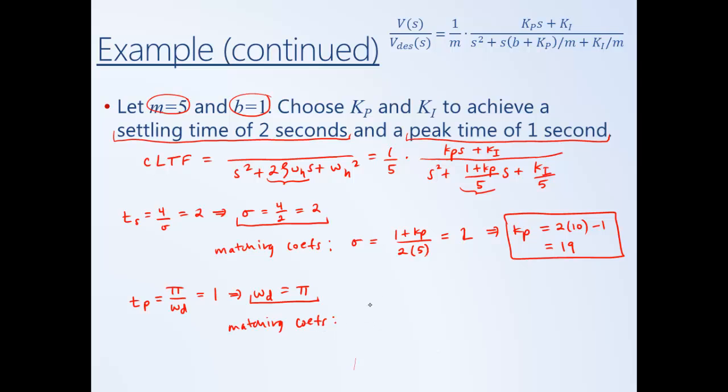And we have that omega n is equal to the square root of Ki divided by 5. So this doesn't depend directly on omega d, which we've calculated, or sigma, which we've calculated, but we can determine the desired omega n based on this omega d and this sigma. So I'll go ahead and go to the next slide to give us some more room.